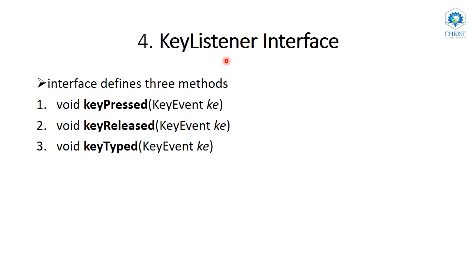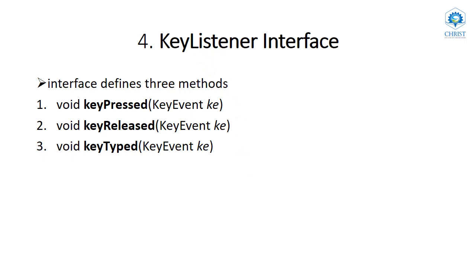So whenever a key is pressed, one event occurs, and then our source will automatically call the key pressed method inside the listener interface. Whenever a key is released, it will generate all the required event information and call the method key released inside this listener interface.